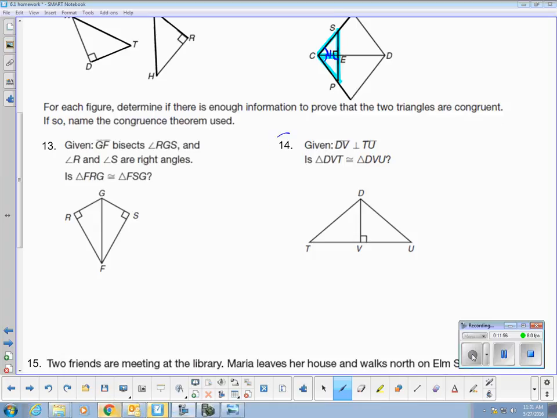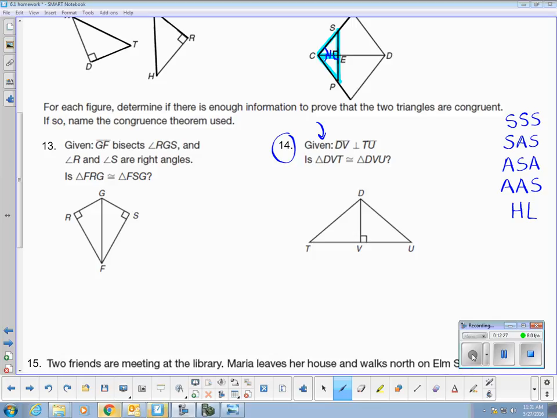Question number 14, we have to look at the information that's given and also what information is in the drawing to determine if the two triangles are congruent. So remember, we're going to use 5 different ways. If we can show any of these 5 ways, then we can say that the two triangles are congruent.